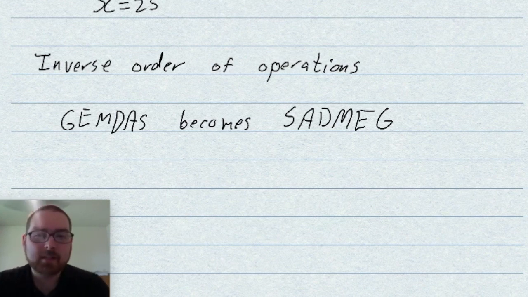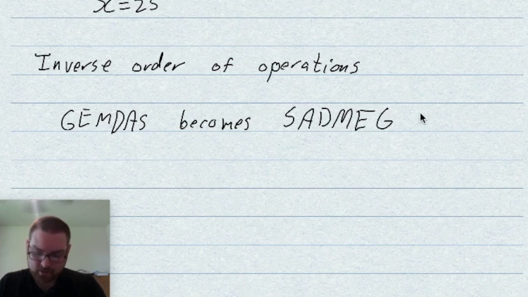But what's happening here? Well, my GEMDOS, I did groupings first, then exponents, then multiplication and division, and then addition and subtraction. With SAD-MEG, when I'm dealing with an equation, I start with any subtraction and additions that need to be dealt with. Then I do subtractions and additions, then division and multiplication, then exponents, and then groupings.